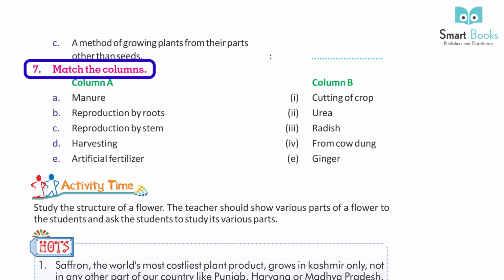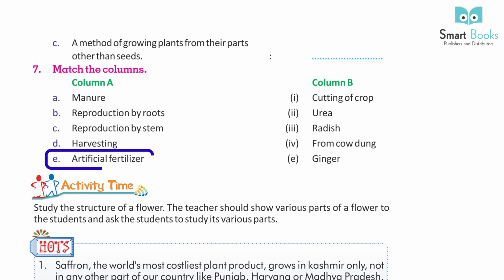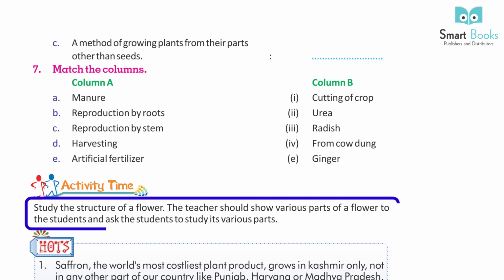7. Match the columns. Column A: A. Manure. B. Reproduction by roots. C. Reproduction by stem. D. Harvesting. E. Artificial fertilizer. Column B: 1. Cutting of crop. 2. Urea. 3. Radish. 4. From cow dung. 5. Ginger.